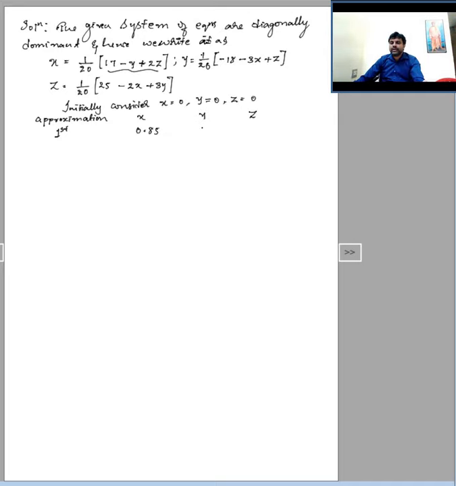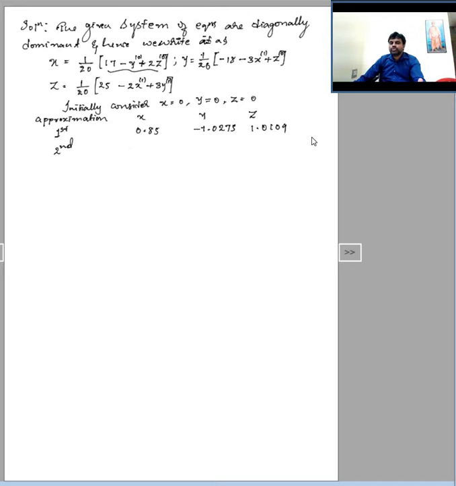Substituting those values, I got the first value of x with y equal to 0 and z equal to 0. It is 17 by 20. If I calculate that, I am going to get 0.85. Now the x value is 0.85. Substitute that x value as 0.85 in y, and z value as 0. So I am going to get the y value as minus 1.0275. Then substitute x and y values in z, and I got the value of z. This is the first approximation.